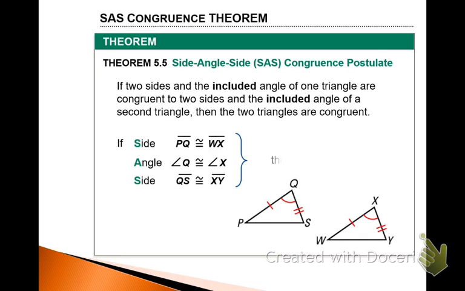So because of this, we would know triangle PQS is congruent to triangle WXY. This is another blank. So then PQS is congruent to triangle WXY.